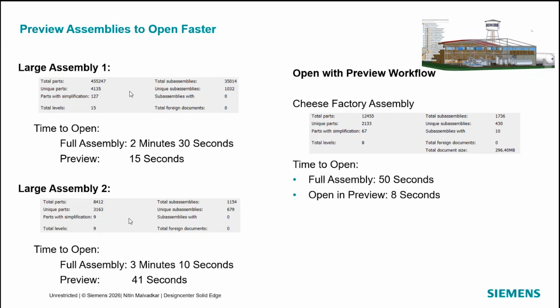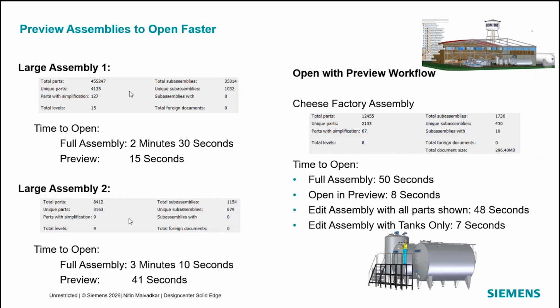And the large assembly, the cheese factory assembly that we saw, had a total of 12,455 parts in it. If you try to open it directly, it will take you 50 seconds. But with the help of open preview, it takes you 8 seconds. Now, edit assembly with all the parts shown, again, takes hardly 48 seconds.